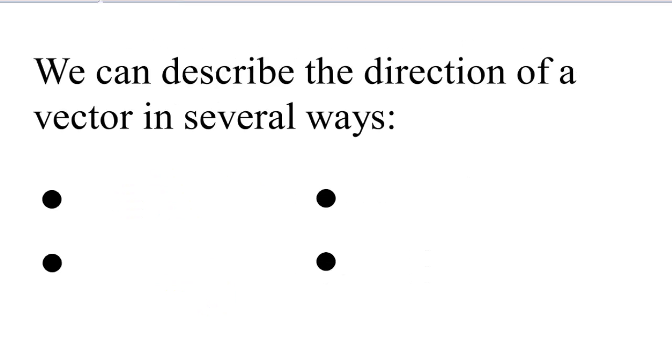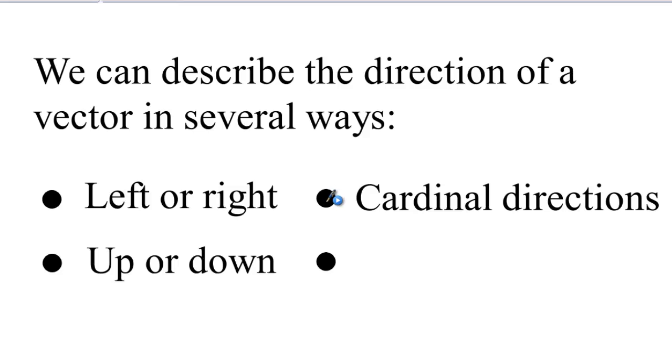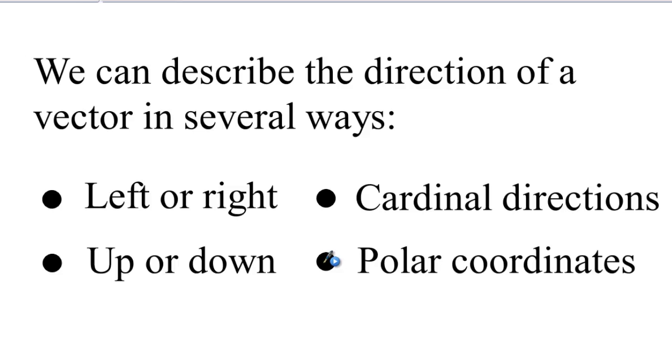Now we can describe the direction of a vector in several ways. So we talked about the magnitude. Now we're going to talk about how to do the direction on our pictorial representation. We can talk about the direction in terms of left or right, like we did in the last example, or we can talk about them as up or down. So if you threw a ball into the air, you may describe your velocity as up or down. We can also describe direction in cardinal directions, like north, east, south, and west. And we can also describe direction in terms of polar coordinates using angles.